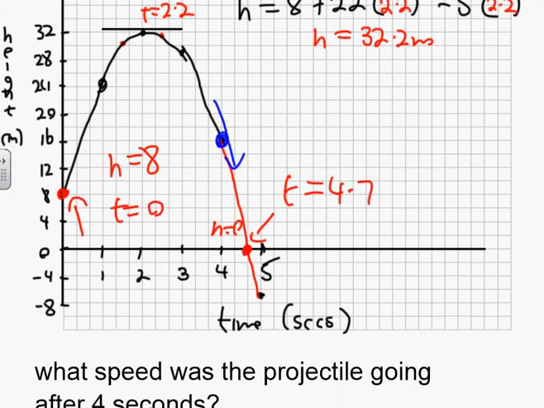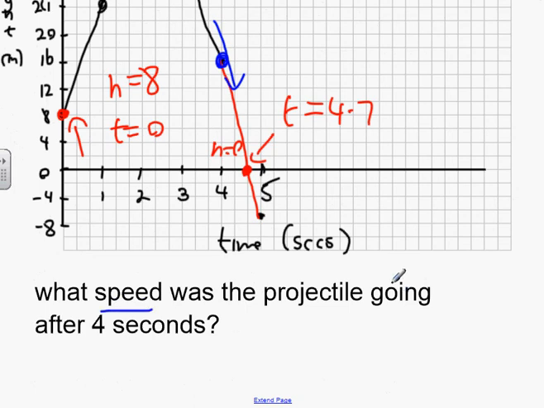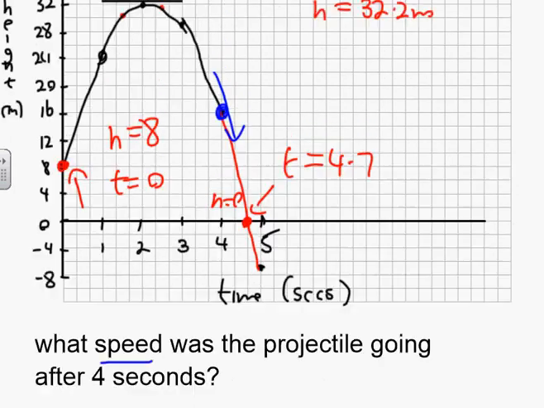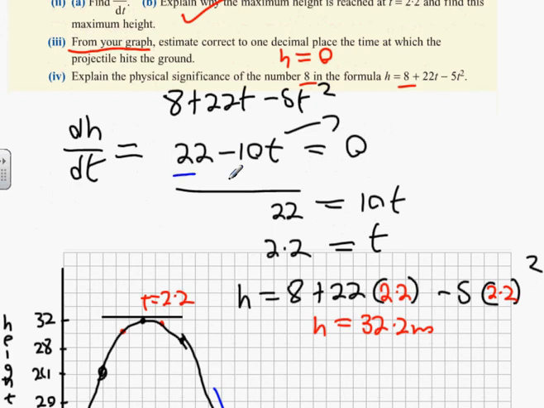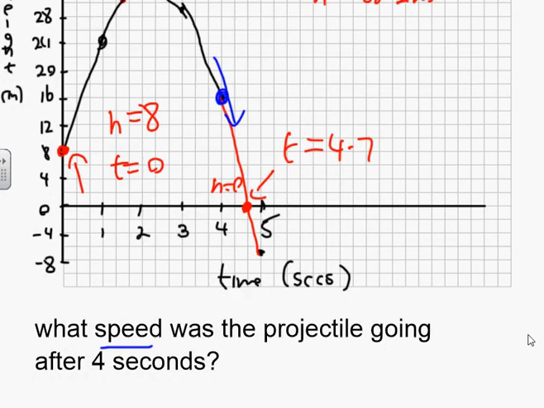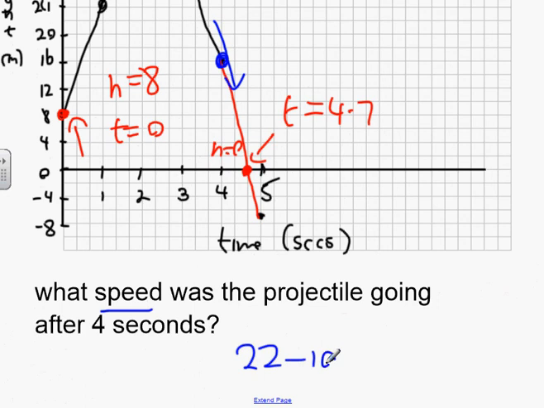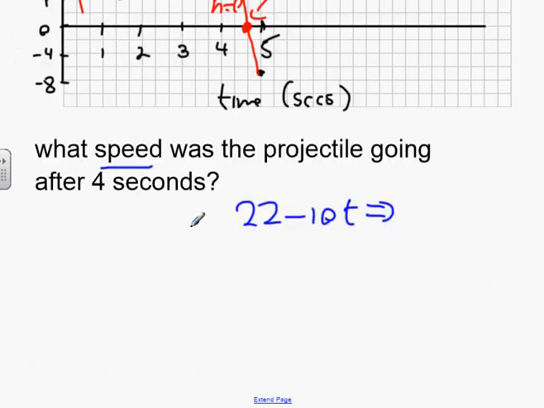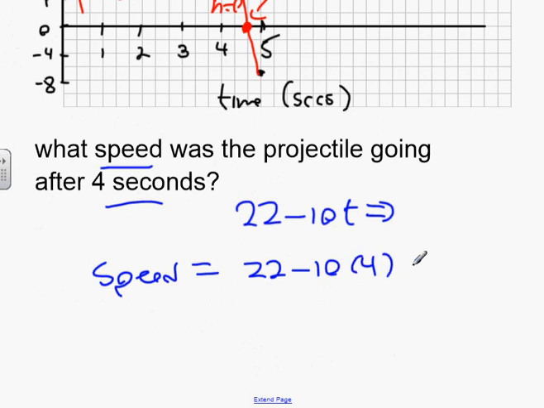What is the speed formula again? The differentiated one. What's the differentiated one again? 22 minus 10t. Now, this 22 minus 10t, what do I have to replace t with? So speed or slope equals 22 minus 10 times 4. What's the answer then? Minus 18 meters per second. Is that the answer we're expecting? Negative answer? Because that's on the way down. Okay, lads.